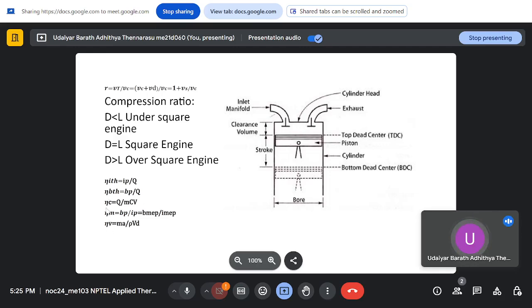And your volumetric efficiency is the mass of air which is going in divided by the mass occupied by the swept volume, your rho into the swept volume or displacement volume.